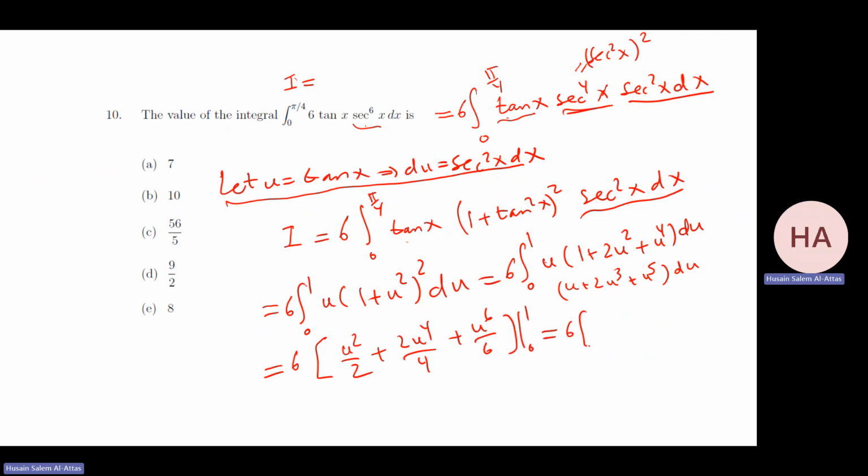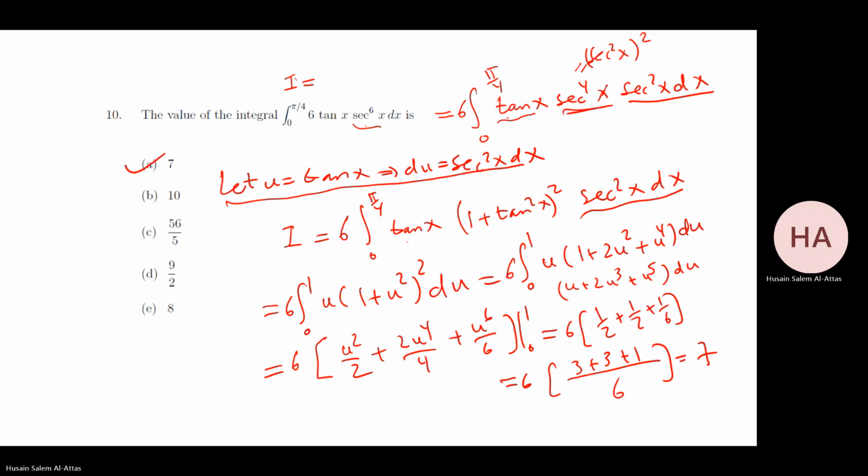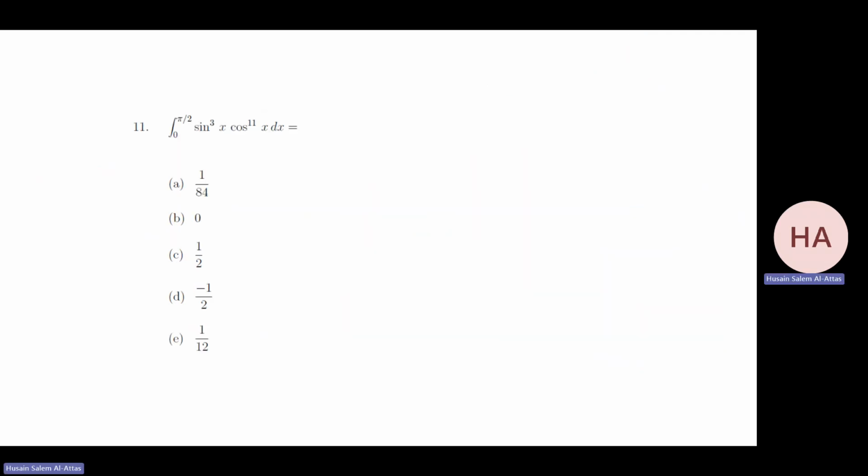So that will be 6 times what? Half plus half plus 1 over 6. That gives me 6 times what? Over 6. This will be 3 plus 1. So I have 7, and this is my answer. Yeah, a lateral calculation, nothing special there.